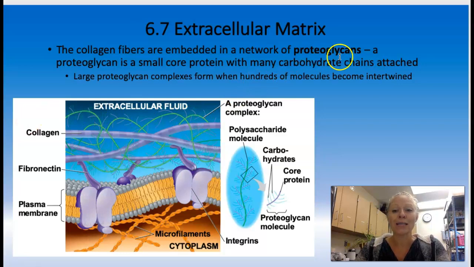Finally, we have proteoglycans. Proteoglycans have a core of protein and then lots of carbohydrate chains. You can see all of the carbohydrate chains coming off the side here. You're going to have these in a network, hundreds of them, all intertwined with one another, creating a complex. They are going to be on the outside of the cell and are going to allow for transmission of information. So those are the components of the extracellular matrix.